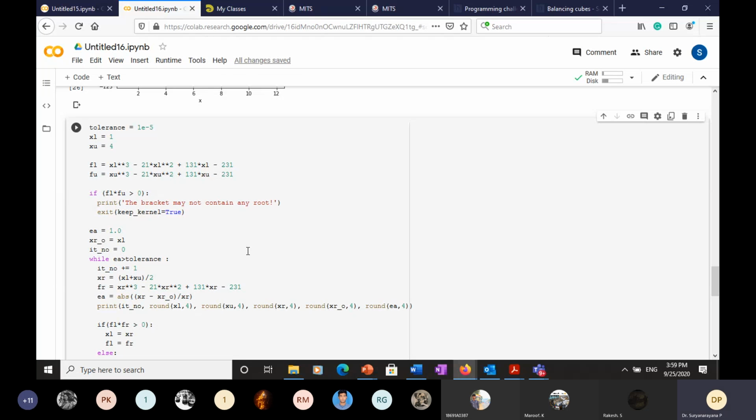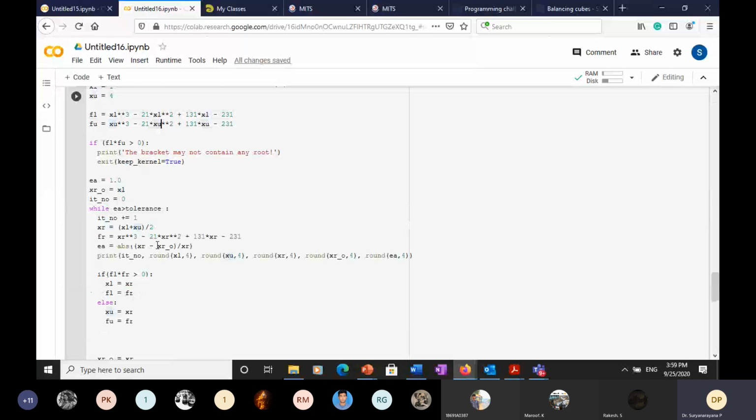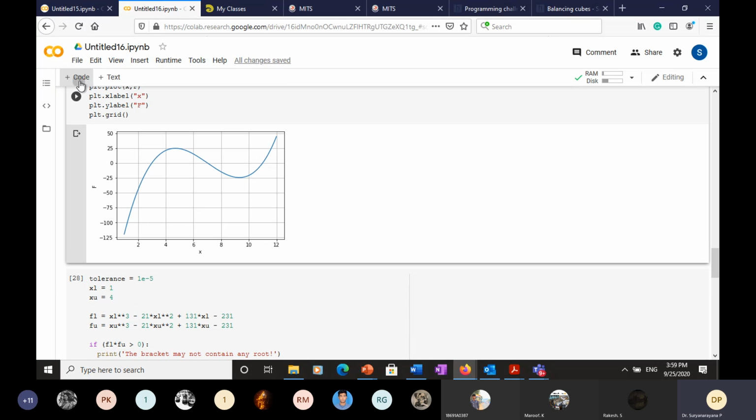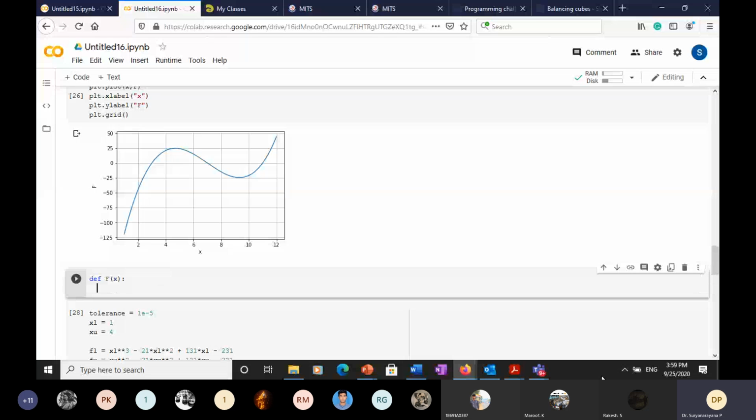One major improvement, a very interesting improvement we should make to this is we should never write the function here directly, because if you want this to solve a different function, then you have to change this line, this line, this line, everything. Instead of that, we can define a function to evaluate that. I think you remember functions, right? Function of x, and then you can say return.